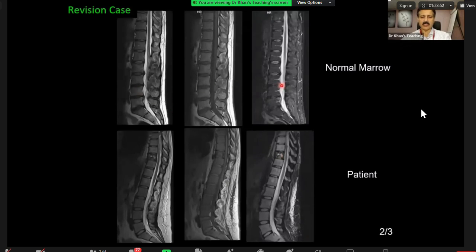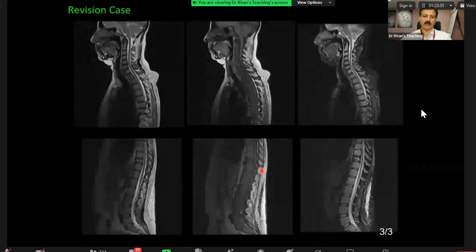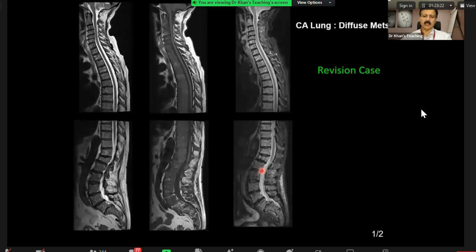Look, this is a normal example. Look at this marrow, T1 high, and on STIR it is low. Look at this intervertebral disc, it is lower as compared to the marrow. This was our case, and this is diffuse marrow infiltration. When it comes to the exam, multiple myeloma and metastasis are the top two. Lymphoma can also be in the differential.